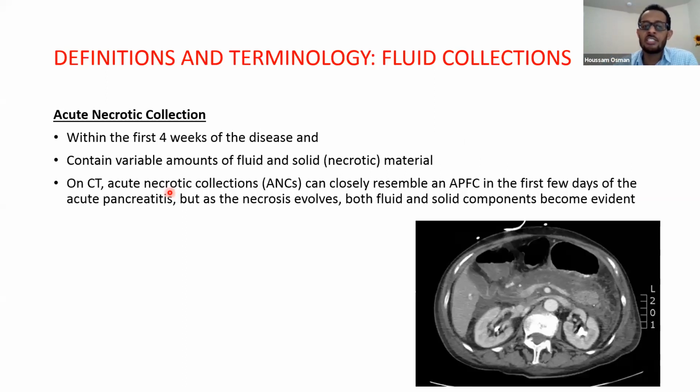The other type of collection is the acute necrotic collection, which again, it's an acute process. This is a fluid collection that happened in the first 4 weeks of acute necrotizing pancreatitis. And we see that on CT scan, these patients have solid or necrotic material. As you can see here on CT scan, you can see that the body and the neck of the pancreas are necrosed and they're not enhancing on CT scan. And you see the fluid around them. So these are acute necrotic collection.